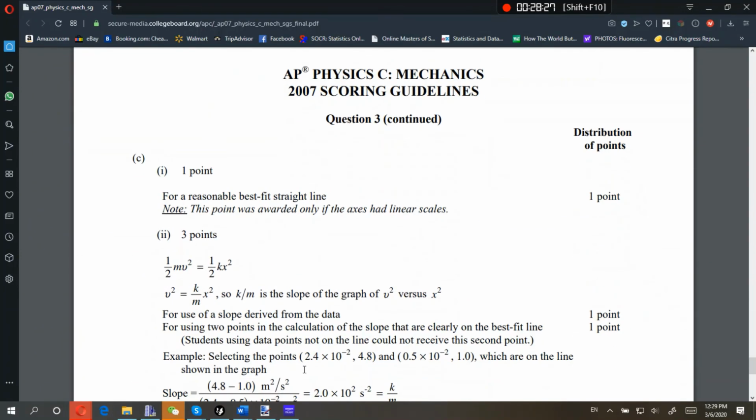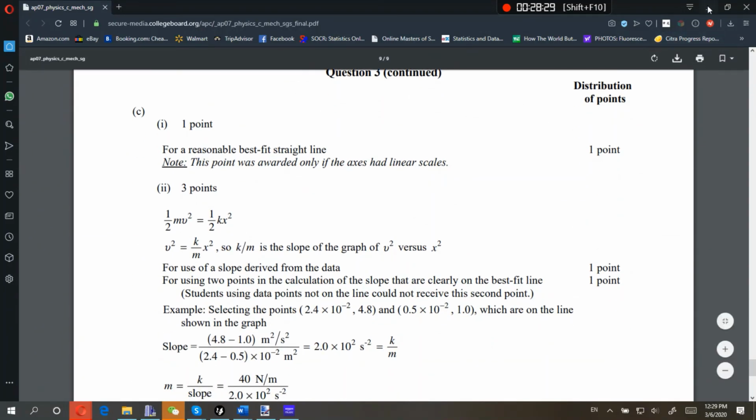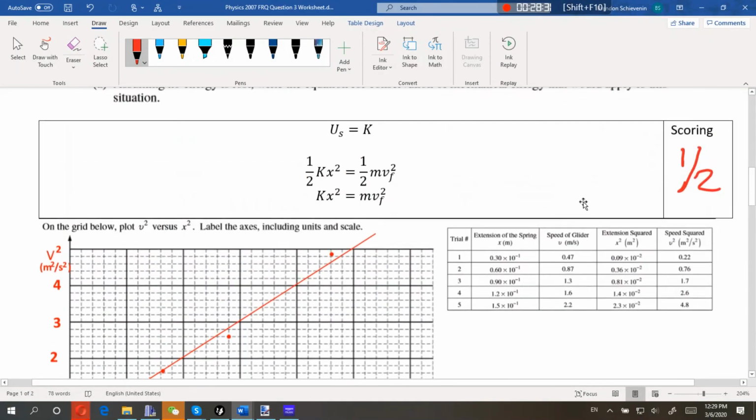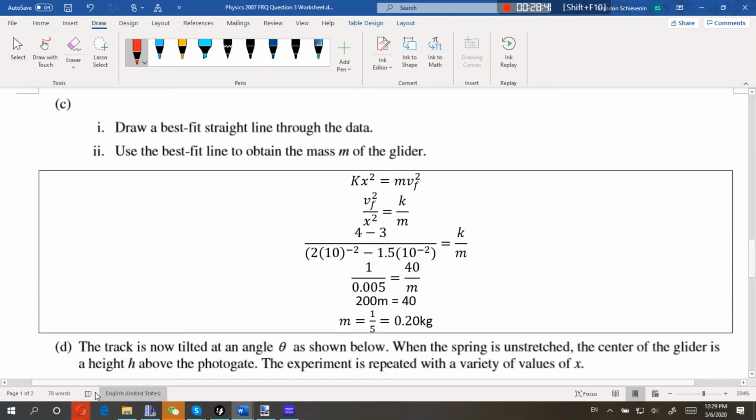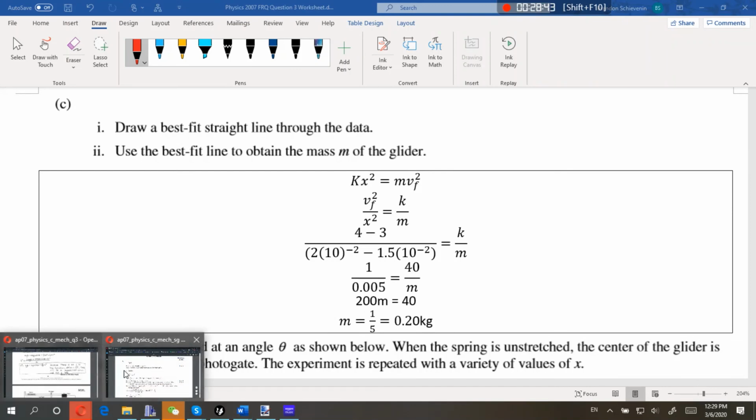Okay. Reasonable best fit line for 1 point. I think we're okay. So I'm going to do 4 for 4 there. So that was the 3 points and the 1 for the best fit line. And then we'll skip down here. So we're on C2 now.